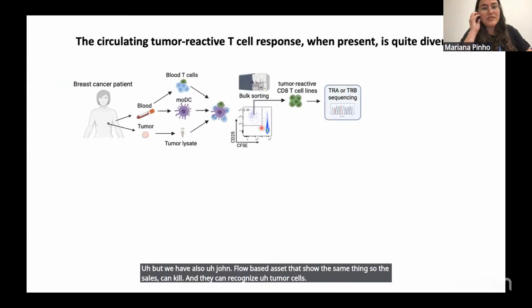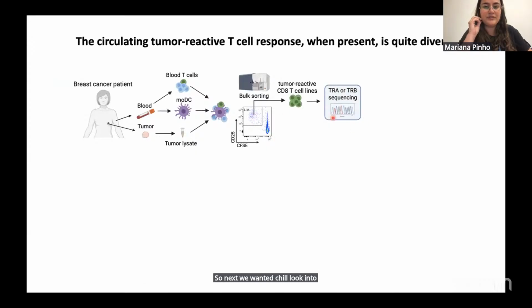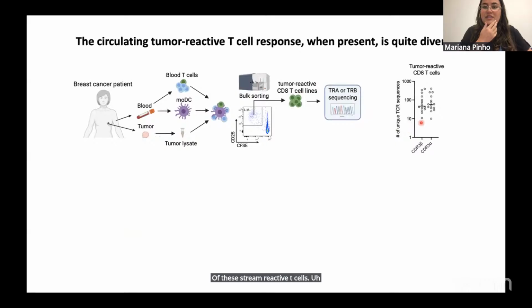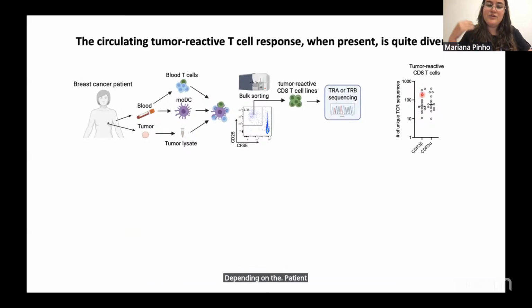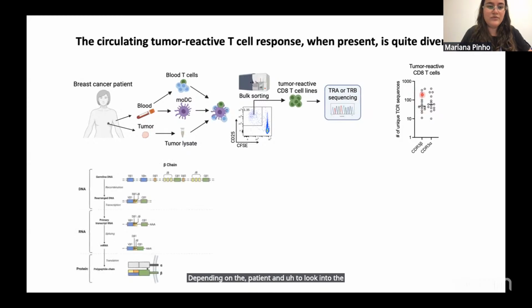Next, we wanted to look into the tumor-specific repertoire, so the sequencing of the TCRs of these tumor-reactive T cells. We managed to find around 10 to 500 different TCRs per patient, depending on the patient. And to look into the diversity, just a little bit of how the TCR is generated, just to remember, because that's important for the analysis.